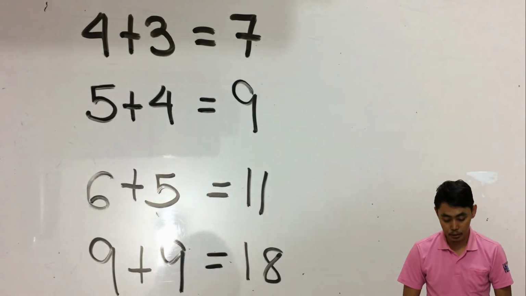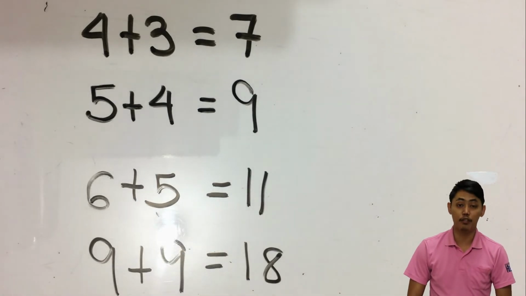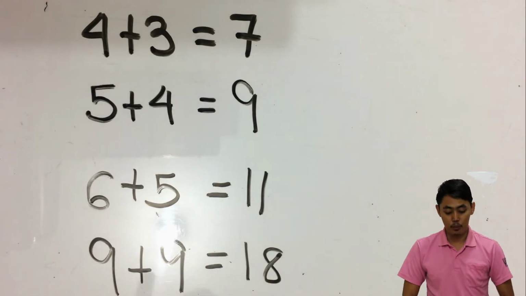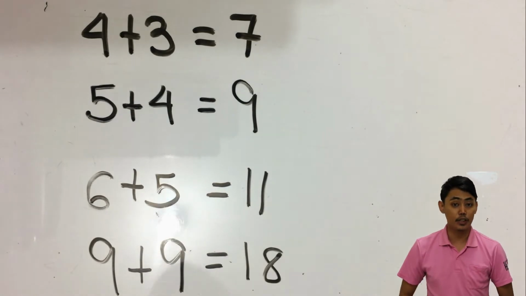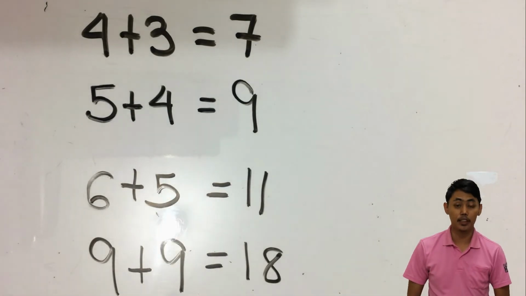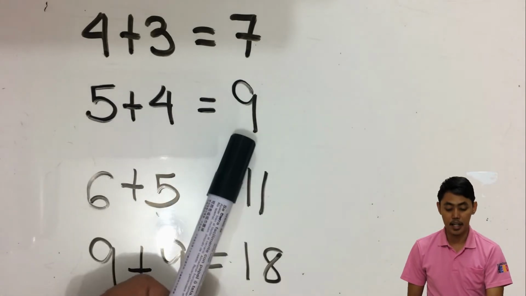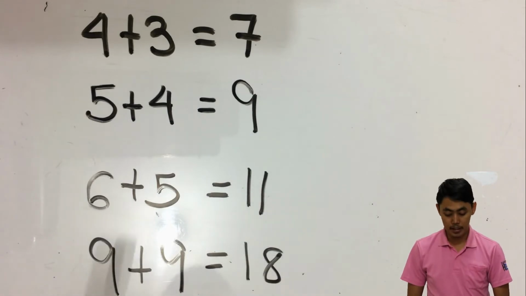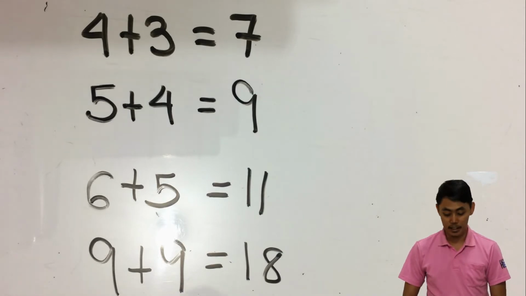It is good to note that you will need to memorize the addition table to be given by your facilitator. Okay? So if someone will ask you 4 plus 3, you don't need to count anymore. You just simply say 7. 5 plus 4, that is 9. 6 plus 5, that is 11. And 9 plus 9, that is 18. Easy, right? Okay, so let's go to the next clip.